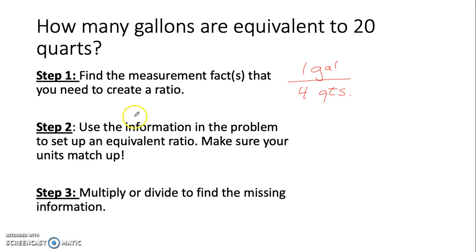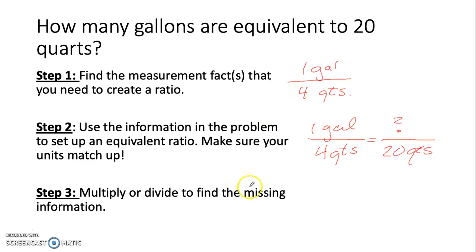Step two, use the information in the problem to set up an equivalent ratio. Make sure your units match up. We're going to take the first ratio that we just found on our reference sheet, 1 gallon is equivalent to 4 quarts, and make it equal to what we're trying to figure out in the problem: how many gallons are equivalent to 20 quarts? We don't know the gallons yet, but we do know that some unknown number of gallons is equivalent to 20 quarts.